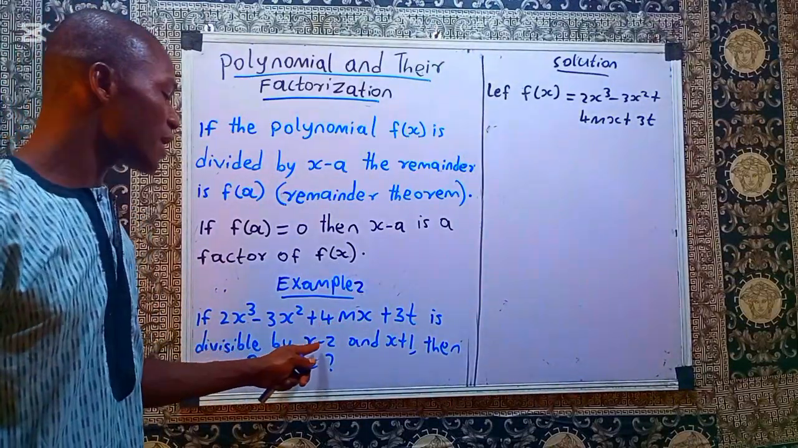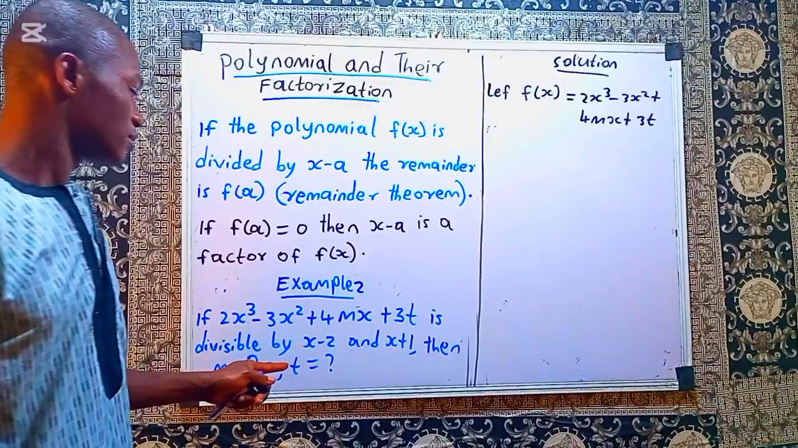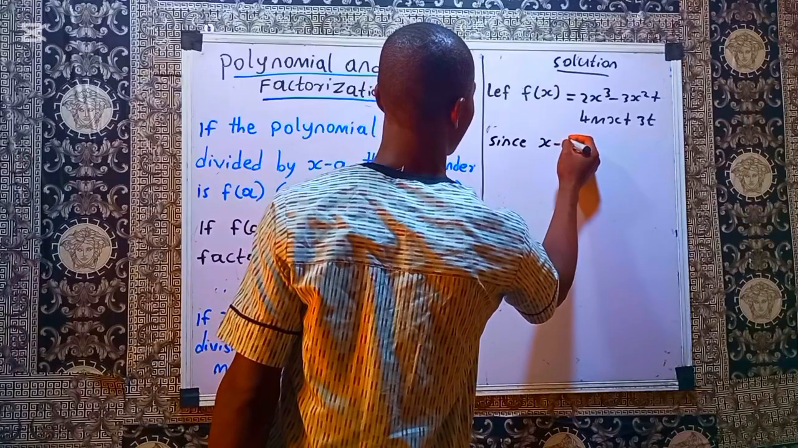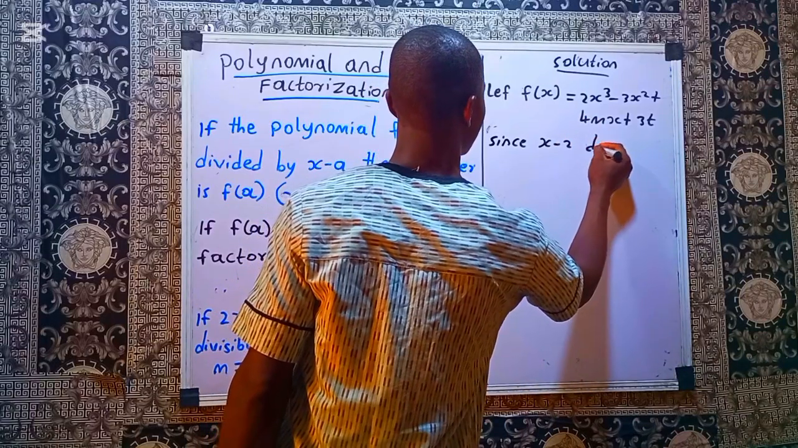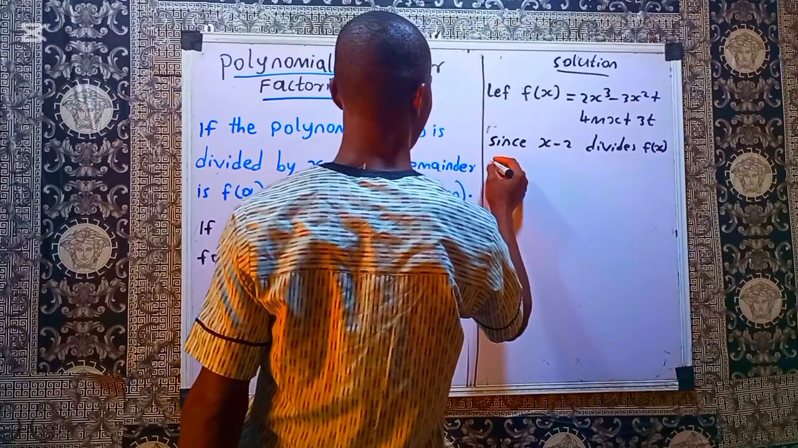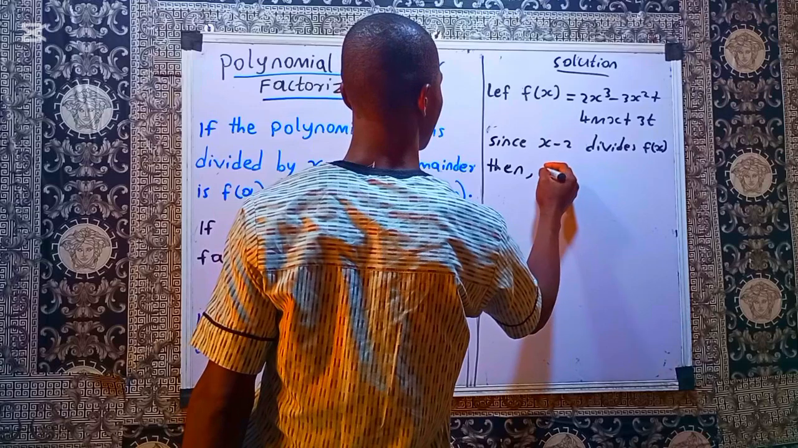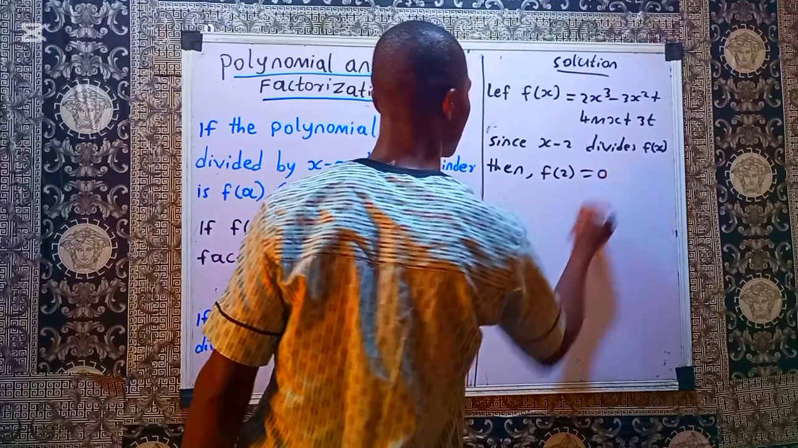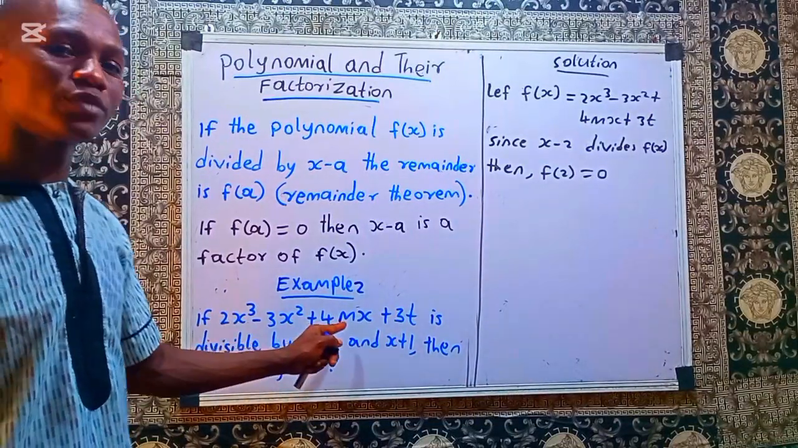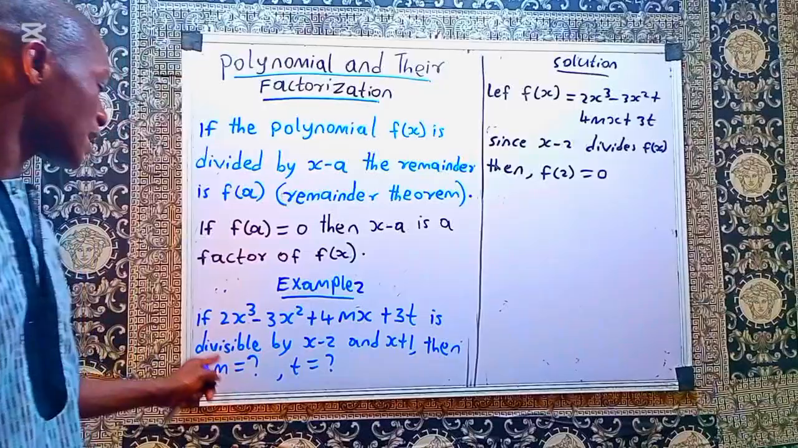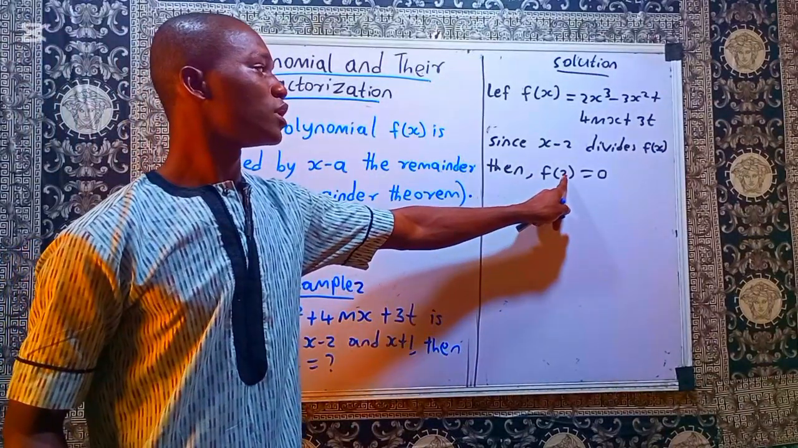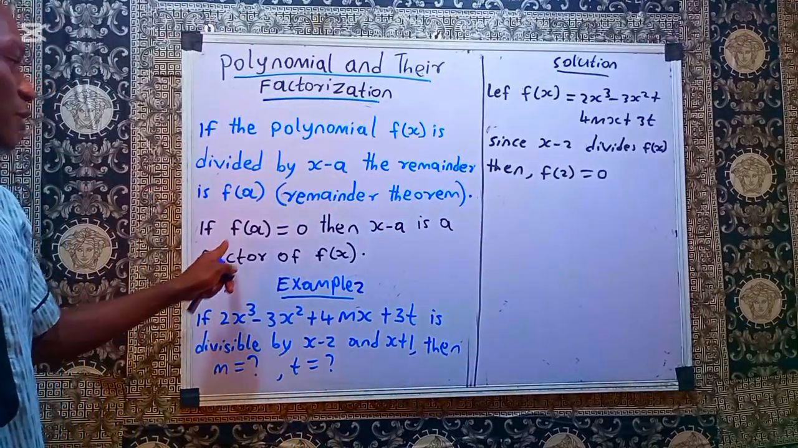Then they are saying that x minus 2 is divisible by what? Since x minus 2 divides f of x, then f at 2 is what? 0. Since x minus 2 divides this polynomial without a remainder, because they say that the polynomial is divisible by x minus 2, it means that f at 2 is what? 0 by the factor theorem.